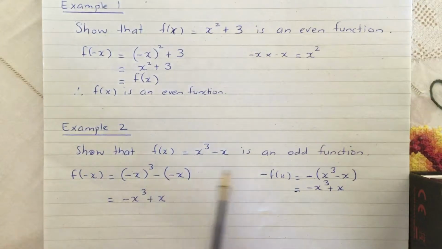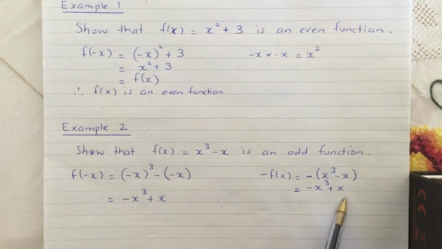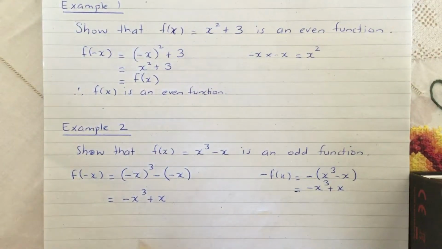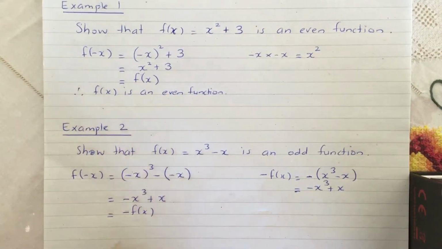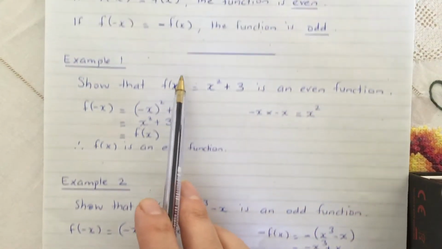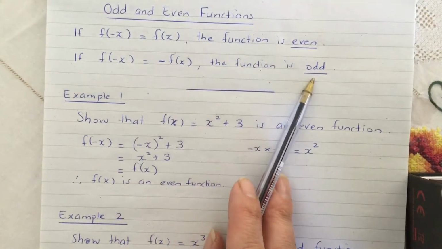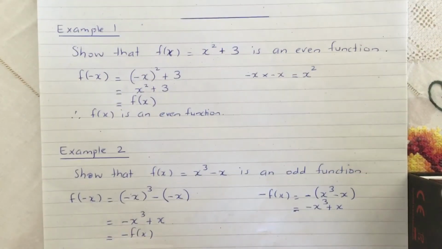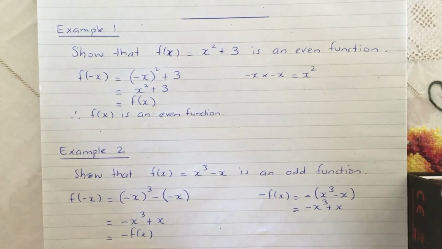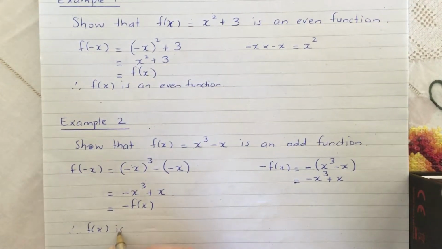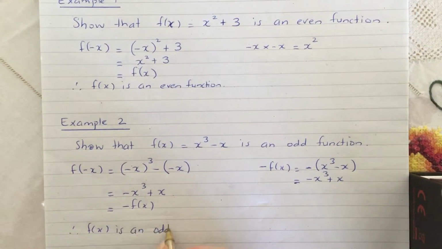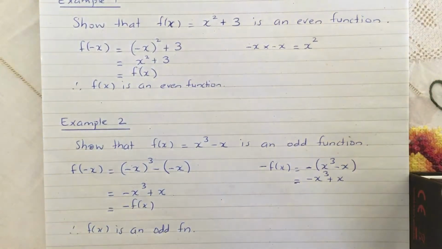Did we end up with minus f of x? Is it the same? Yes. So therefore we write f of x is equal to minus f of x. And what does that tell you? According to the rule, it is odd. It's an odd function. Okay, so therefore you write, therefore f of x, can you see that? f of x is an odd function. You can abbreviate function as fn if you wish.